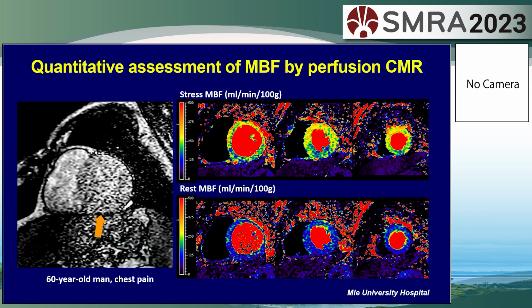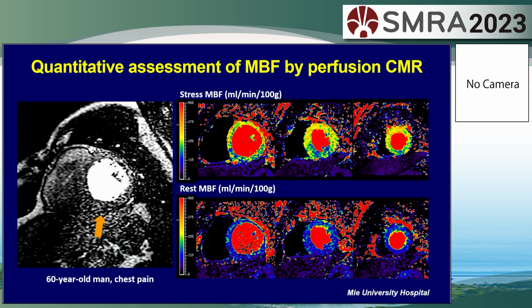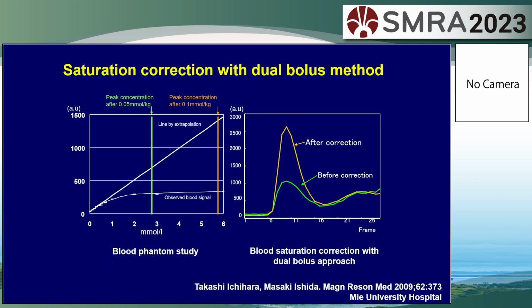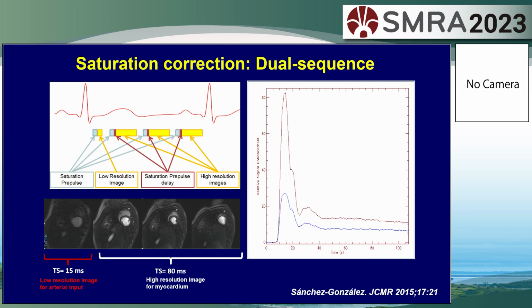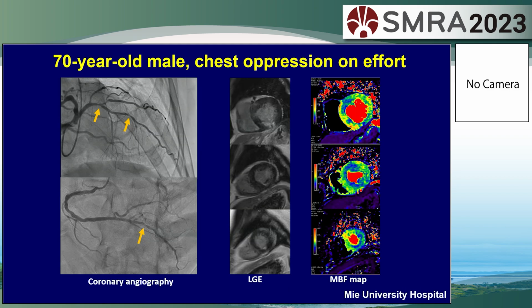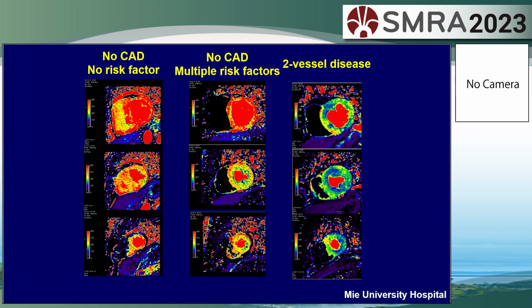This is an example of a quantitative assessment of MBF. I will skip how we can quantify the myocardial blood flow from a routine CMR, but the saturation of the input signal has been a big problem. And today, we can use a dual sequence approach for saturation correction, which provides a method to obtain an MBF map in a routine CMR protocol.